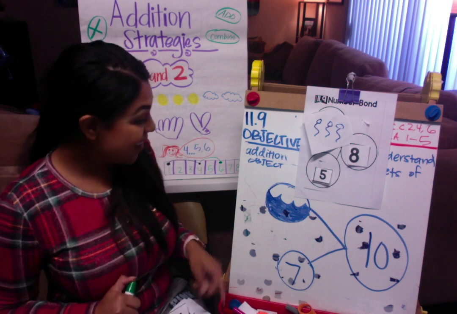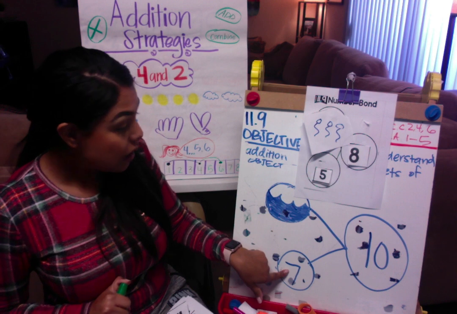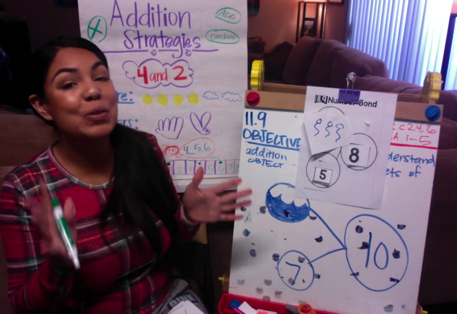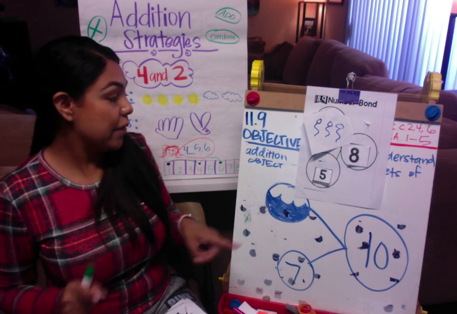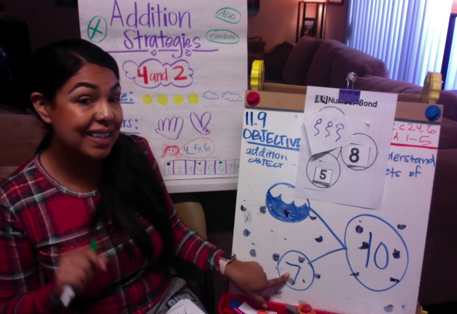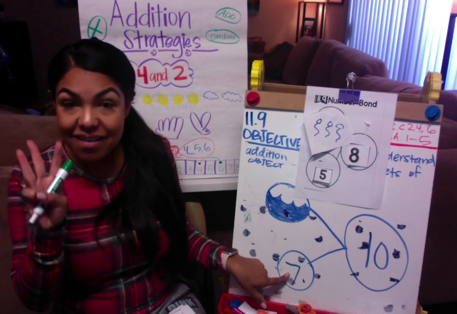Good. All right, let's see. So if I have 7 that are on the log, but I need to get to number 10 because I know I have 10 total. Okay, so let's solve for how many are in the water. Here we go. 7, okay, 8, 9, 10.